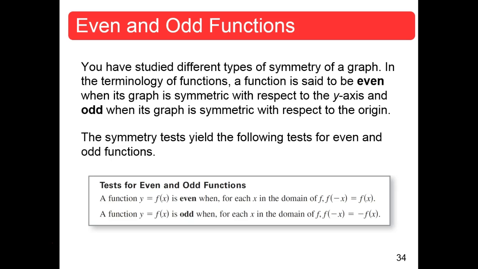You've studied different types of symmetry. Yeah, I know you've studied symmetry of a graph. In terminology of functions, a function is said to be even when the graph is symmetric with respect to the y-axis. It's said to be odd when it's symmetric with respect to the origin. Now, what do we mean by respect to the origin? With respect to the y-axis, that sort of makes sense. What it does on this side, it does exactly the same thing on that side. What does it mean with respect to the origin?